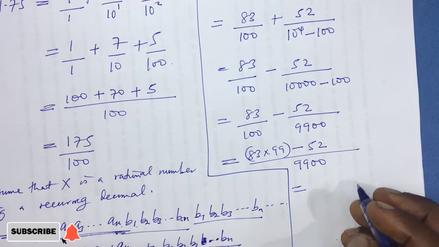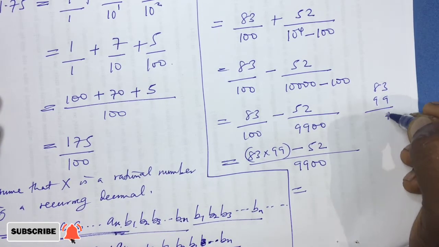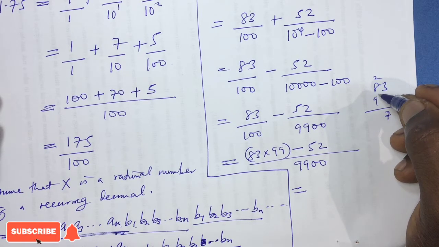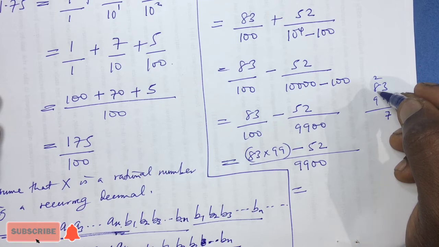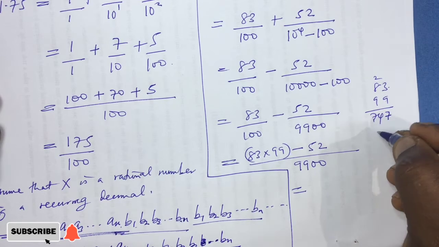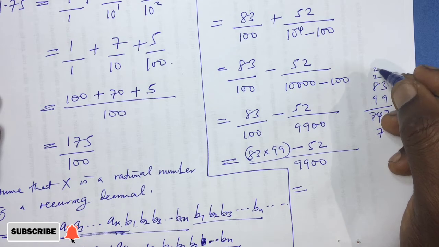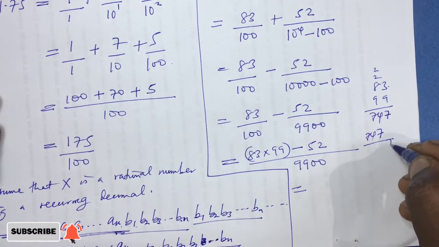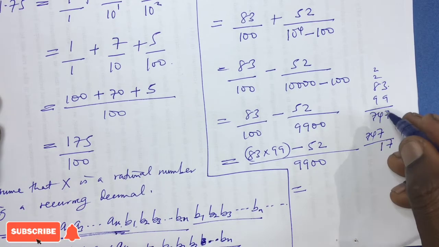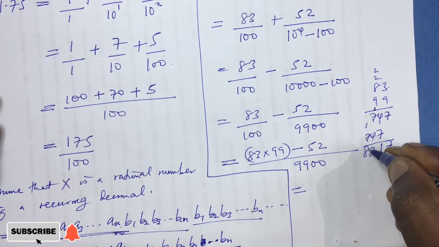So that will now simplify to 83 times 99. Now what is 83 times 99? 9 times 3 is 27. So write down 7, carry 2. 9 times 8 is 72. So 72 plus 2 will give you 74. So that will give you 7, 7 plus 4 is 11. Now you bring a 1 here. 1 plus 7 is 8. 8 plus 4 is 12. Carry 1. This will give you 8217.